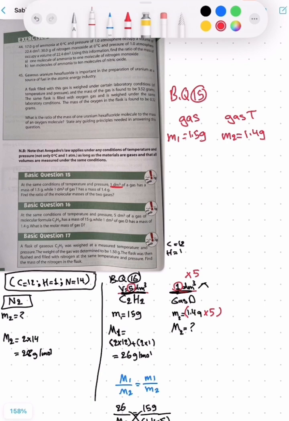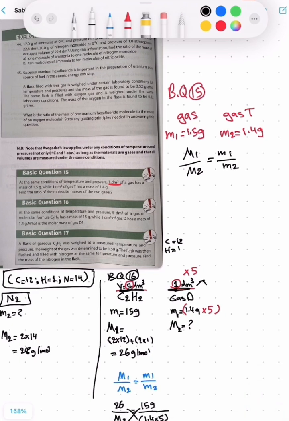So what do we do? Because they're under the same conditions of temperature and pressure, they have the same volume, 1 cubic decimeter. Use this rule: molar mass 1, molar mass 2, mass 1, mass 2. Can you calculate the molar mass of each one of them? No, they're unknown. And the question itself is asking you to calculate the ratio.